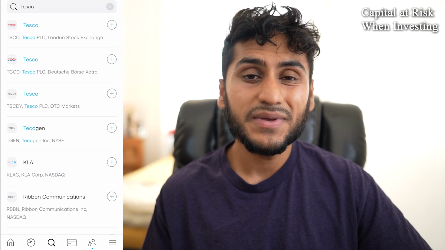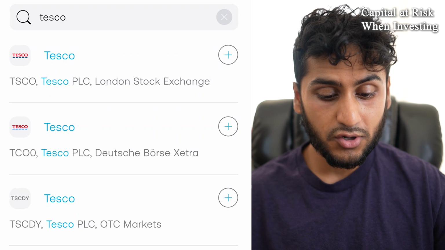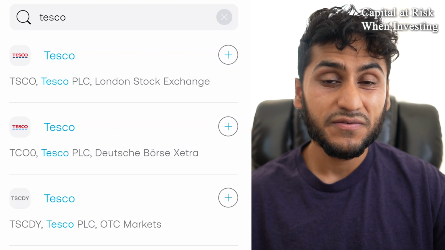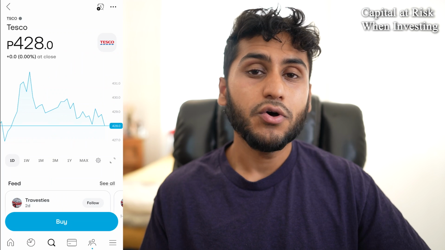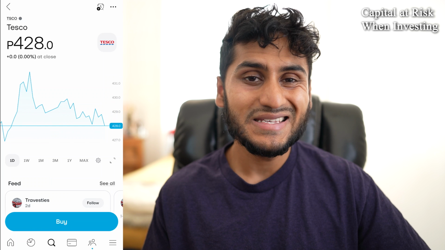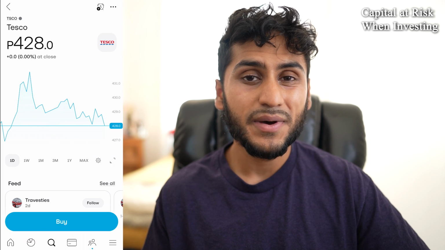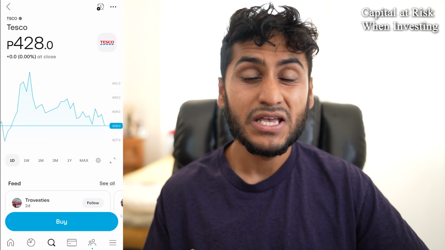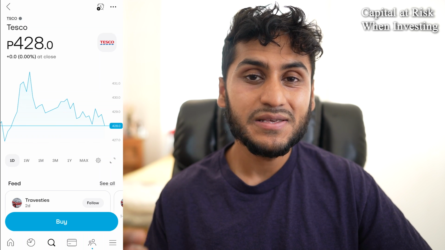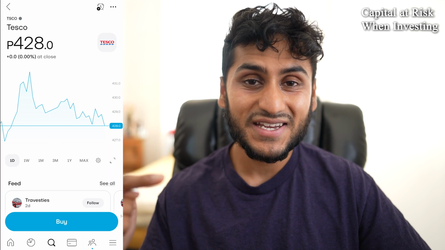Once I type in Tesco on the search bar at the top, you can see that a few different stocks come up. In the UK, we go for the London Stock Exchange, so let's go into that. Obviously, this is not stock advice, but this is the Tesco company that you can buy shares from, and that's essentially what Trading 212 does. It acts as a stockbroker, which is essentially the middleman between Tesco, their shares, and you.